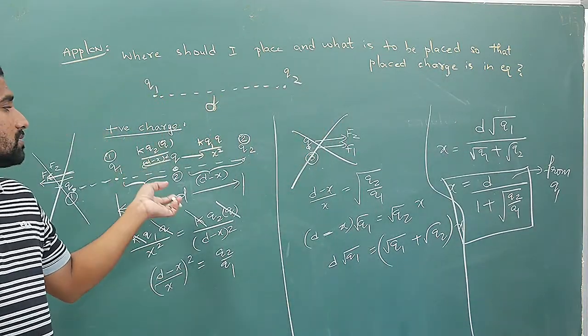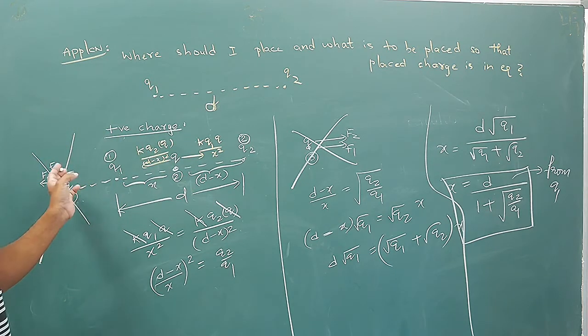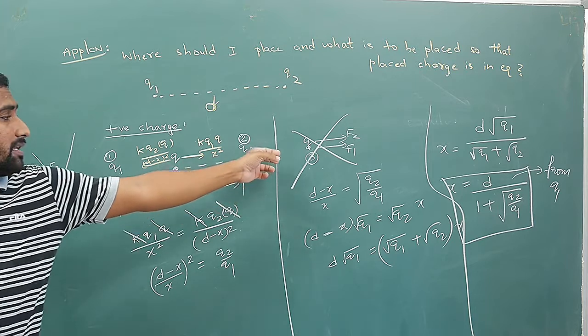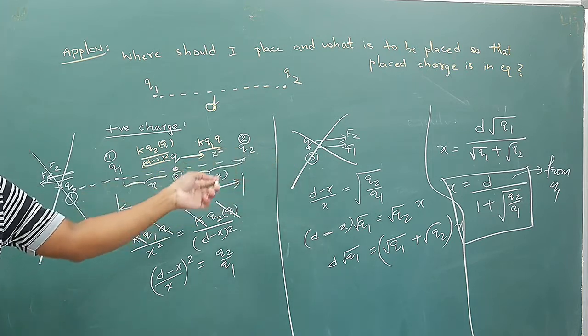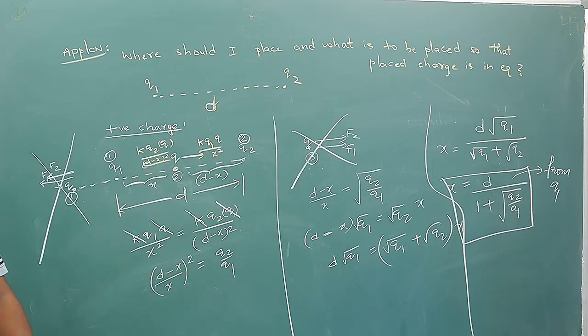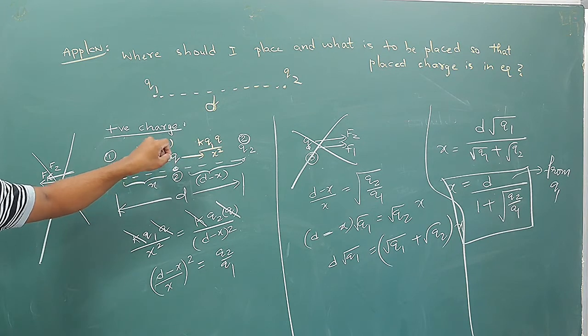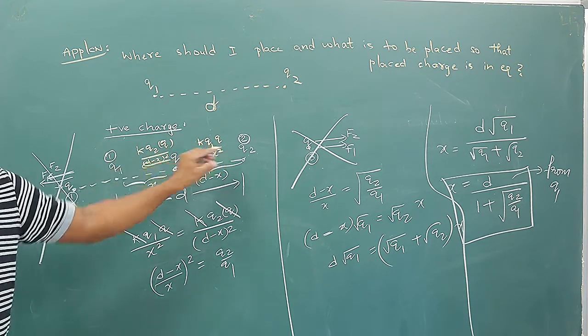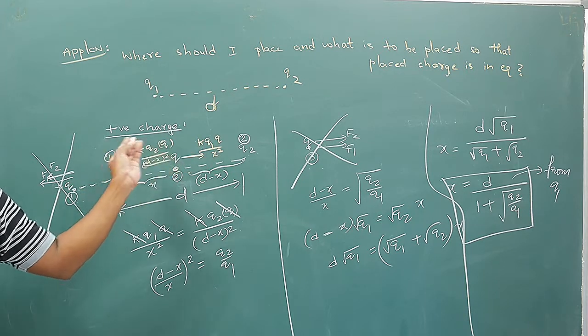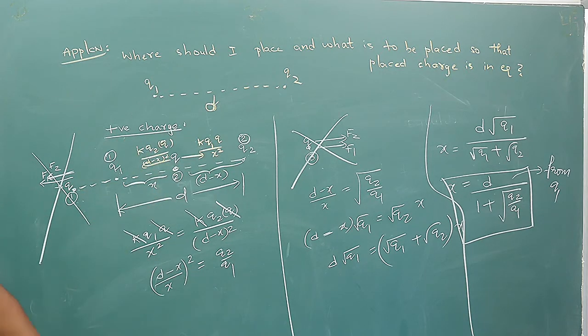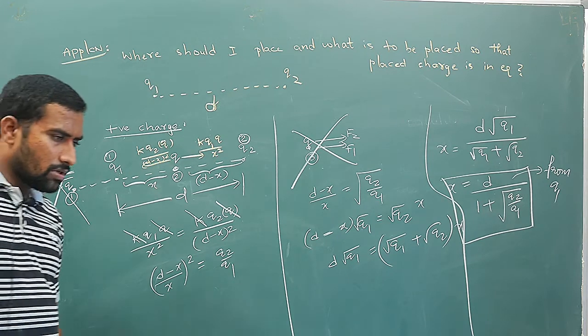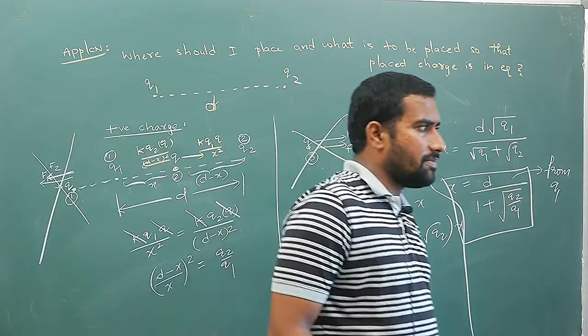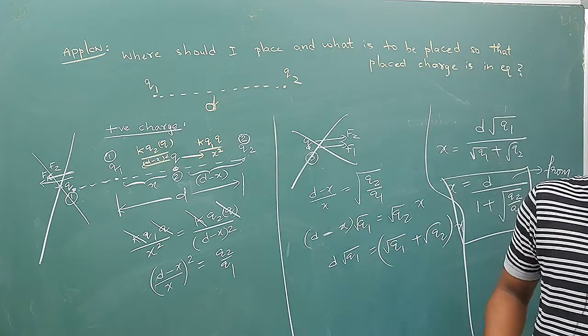Now for a negative charge, same thing: both will attract if you place it in position 1, and in position 3 also both will attract. So 1 and 3 are not allowed. For a negative charge you have to place it in the middle. The only thing is, here this charge was repelled, but if you place a negative charge there will be attraction. The answer will not change even if it is negative. So what is the point in repeating the same thing again and again?